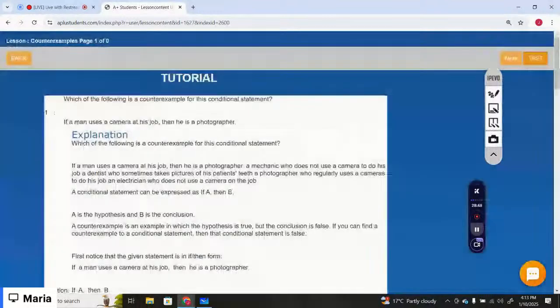Basically, a counter example is an example in which the hypothesis is true but the conclusion is false. If you can find a counter example to a conditional statement, then the conditional statement is false. So the counter example is the one in which the hypothesis is true but the conclusion is false. Let's just start with the test questions.